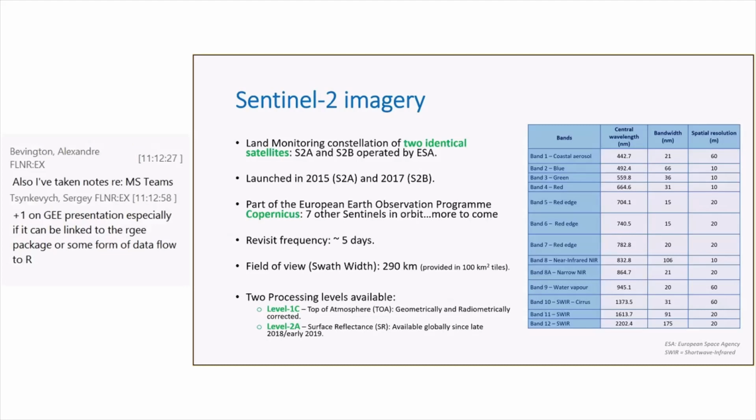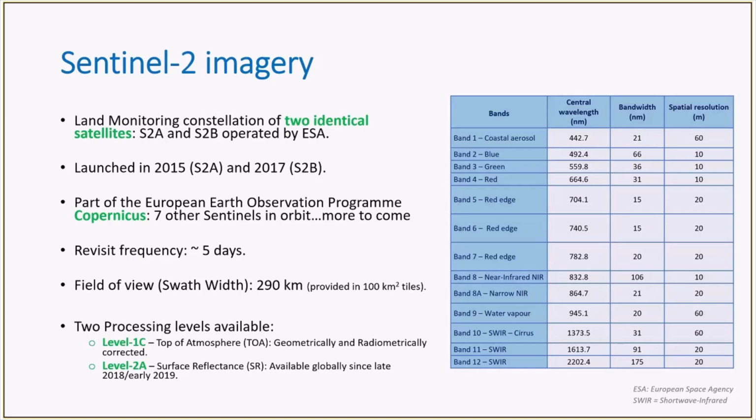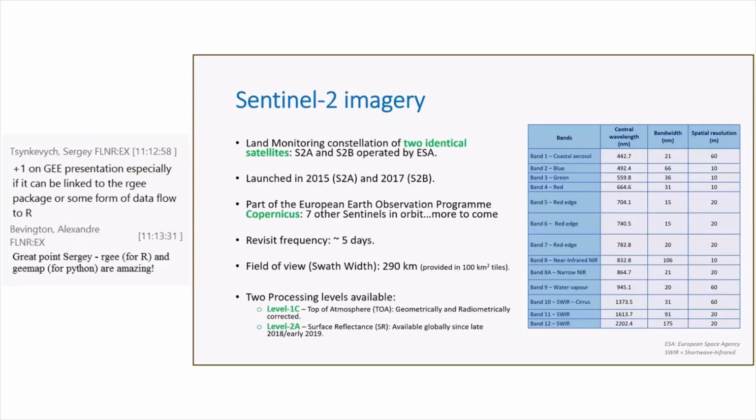Sentinel-2 is provided in 2 processing levels. Level 1C is corrected at top of atmosphere, and starting from late 2018, a surface reflectance product was made available, so you can use the imagery directly without having to perform any kind of calibration or correction. This is super important if you're doing time series analysis or need to compare objects through different images or sensors.